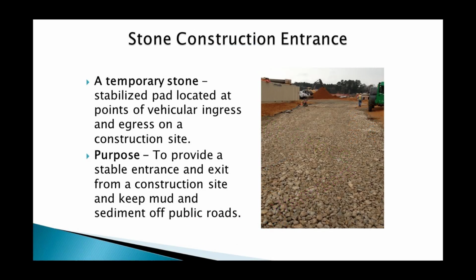The first device is the first thing that's always installed on a construction site. It's called a stone construction entrance. It's a temporary stone stabilized pad located at points of vehicular ingress and egress on a construction site. The purpose is to provide a stable entrance and exit from a construction site and keep mud and sediment off public roads. The gravel, the stone on the construction entrances pulls the mud off the tires of trucks and vehicles before they enter into public roadways.